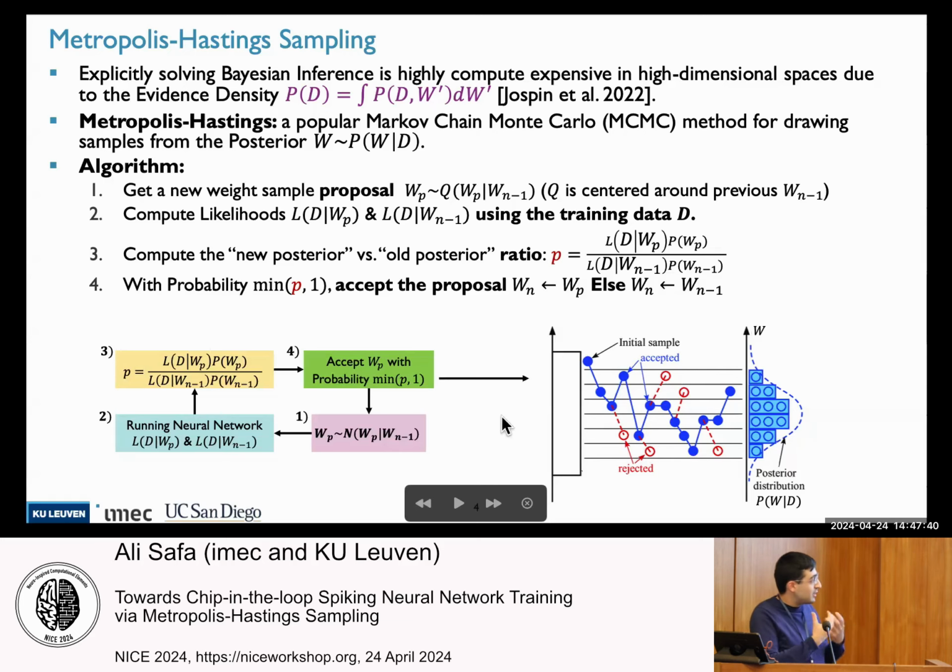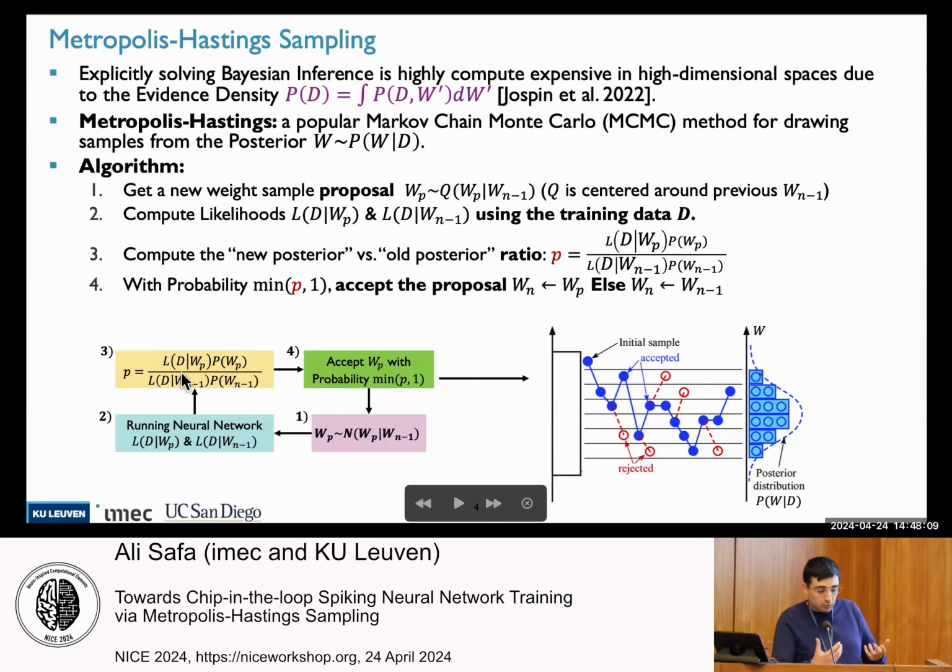To do this acceptation and rejection step, what we do is first compute the likelihood of the data given the newly proposed weight tensor WP. We also have in memory the likelihood of the data given the previous weight tensor W at step n-1. By the way, we find these likelihoods by running the neural network in a forward pass. Then we use these likelihoods to compute a so-called likelihood ratio, which you have at step 3 here, which will give you this quantity P.